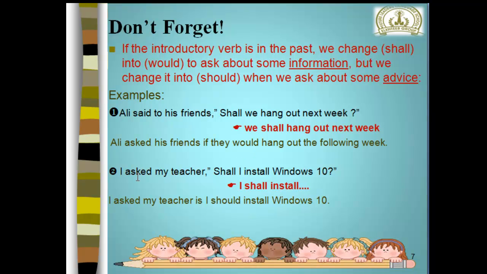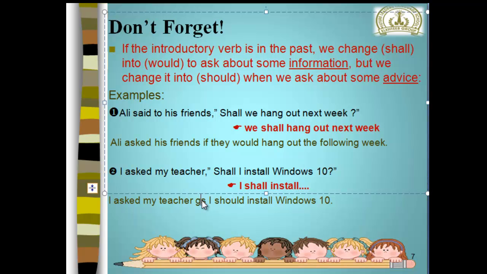In example 2, I asked my teacher, "Shall I install Windows 10?" This is for advice. Change the question "shall I" into "I shall." I asked my teacher if I should install Windows 10. This is advice. I changed shall into should because this is for advice.